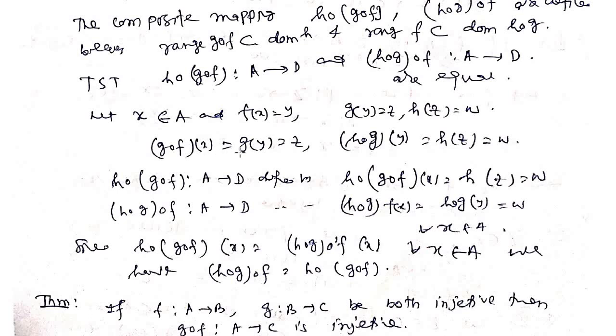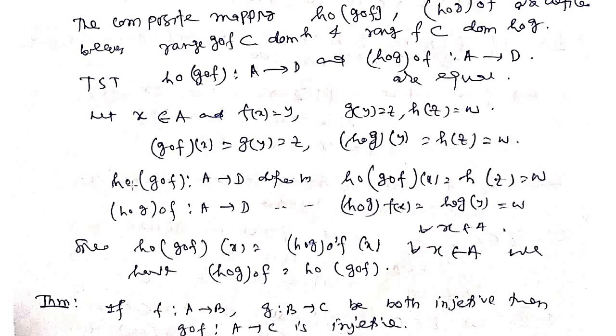So (G compose F)(x) equals G of f(x) equals G of y equal to z, and H compose G, the argument is from y, because this map is from B to C. So it is y to z to w in D. Now this element is from A to D. So their arguments will be from x. So we are calculating at x. This is also from A to D.